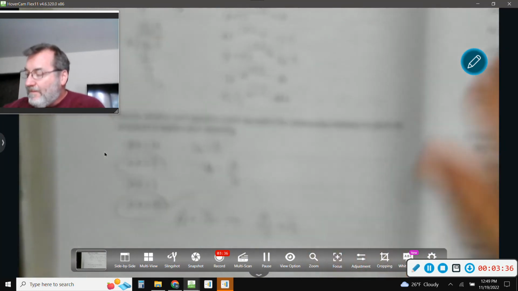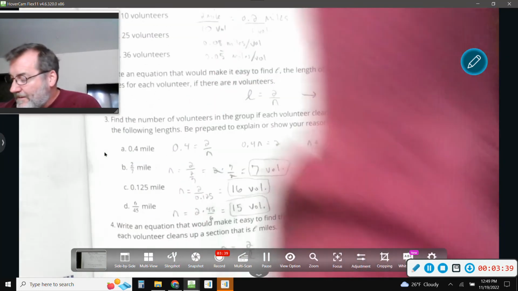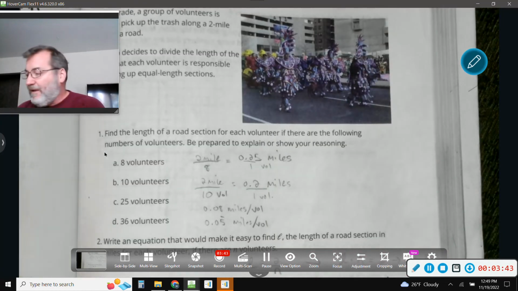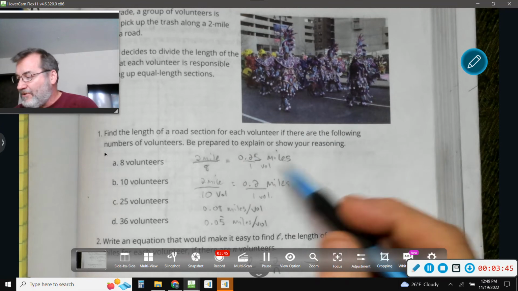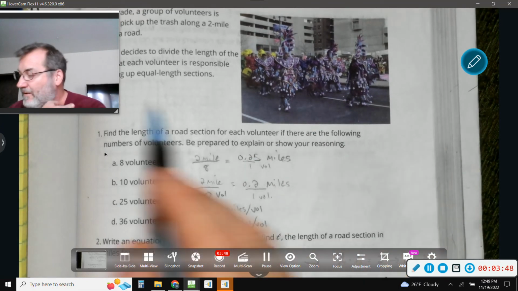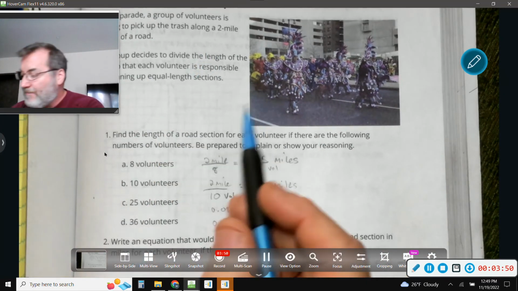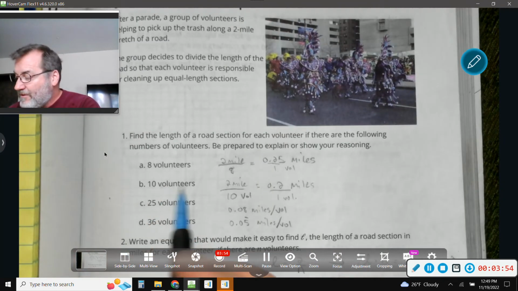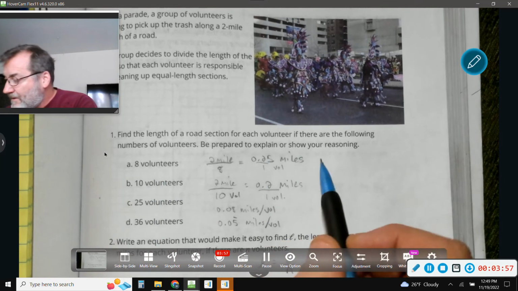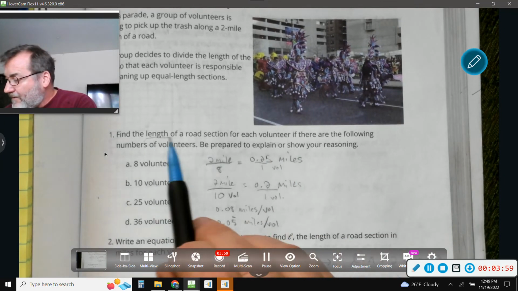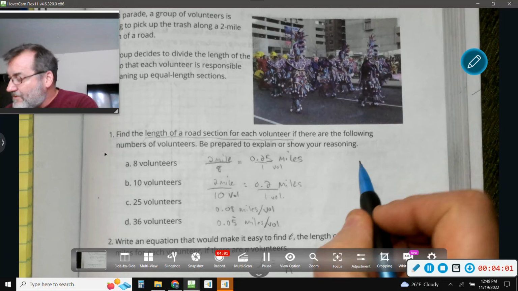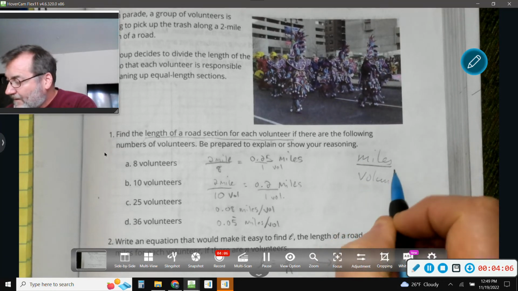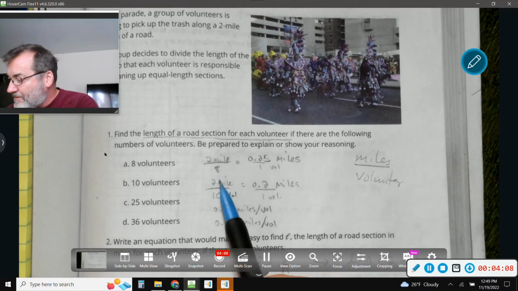All right, next one, we're moving towards this little story here. Essentially we're having a parade, and you have a 2-mile stretch of land that you're trying to clean up. They're just changing how many volunteers you have. So if you want to find the length of the road section for each volunteer, I'm trying to find miles per volunteer. I'm keeping the 2 miles the same each time.